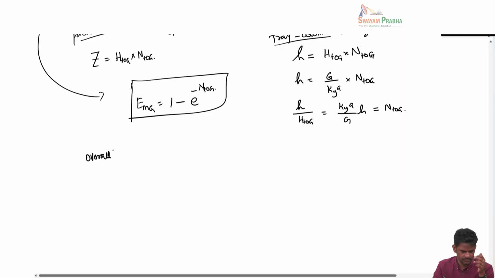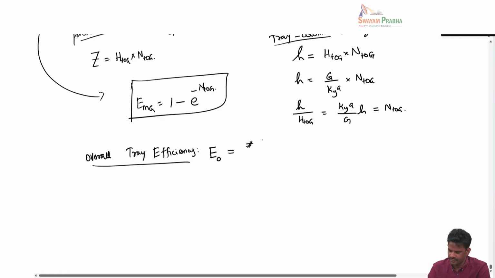So we sometimes define what is called the overall tray efficiency. Right now we talked about only a single tray, but there are many trays in this entire column. So we can define what is called overall tray efficiency. When I say overall, I mean for the entire column. And this is basically defined as the number of ideal stages by the number of real stages.